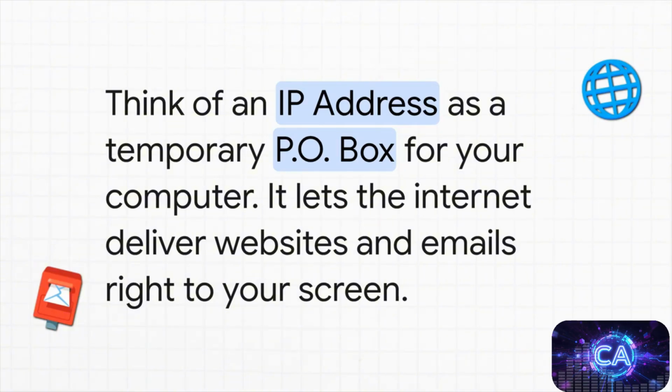The P.O. Box is just a perfect analogy for this. When you go online, your computer gets a temporary mailing address. This is what allows the internet to deliver that website you requested or that email from your boss directly to your screen. It's how the global network makes sure the right information gets to the right device.